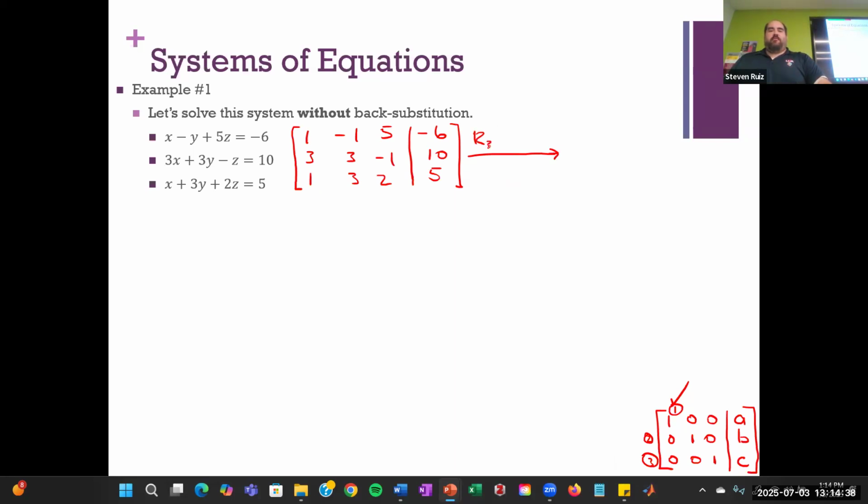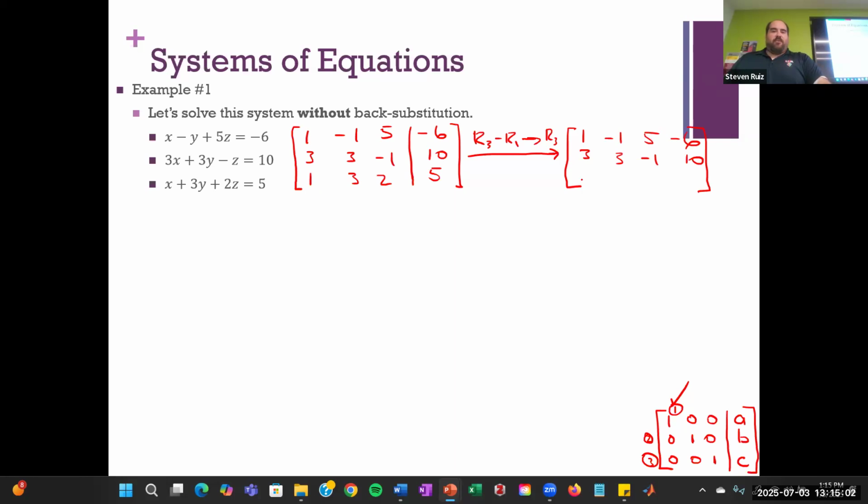Row 3 minus row 1? And put that where? Okay. I believe strongly that would put a 0 in that first entry of row 3. So 1, negative 1, 5, negative 6, 3, 3, negative 1, 10.